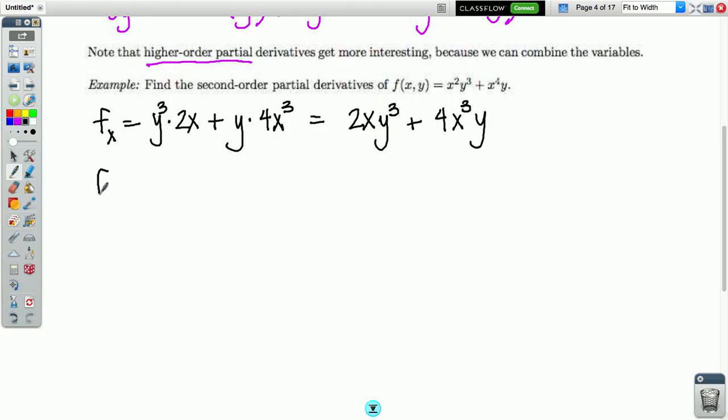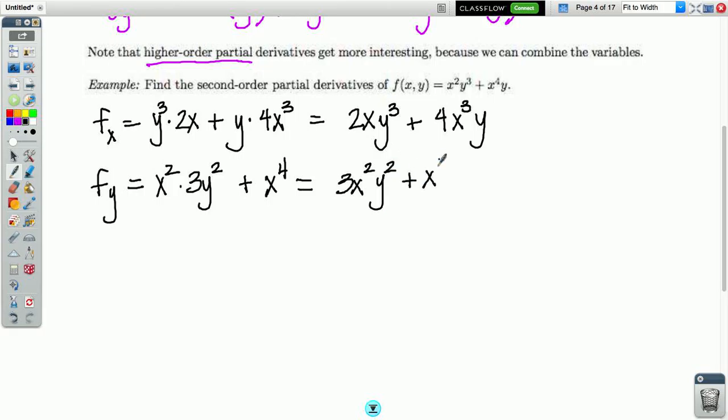Now I'm going to do the same thing with respect to y. So the partial with respect to y is going to be x squared, that's just a constant, so I'm just going to write it, times 3y squared, plus, and then x to the fourth, well that's just a constant, but then there's only a y, so that would just differentiate to 1 anyway. So when I simplify this whole thing, I get 3x squared y squared plus x to the fourth. So those are just my first order partials.